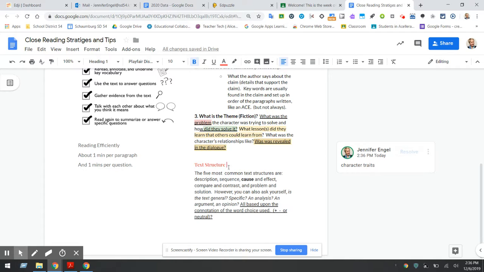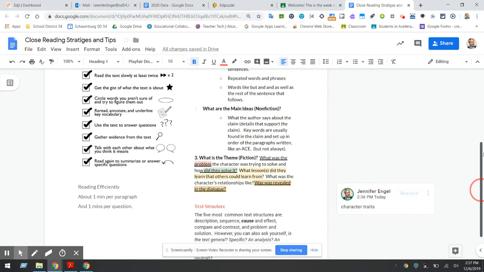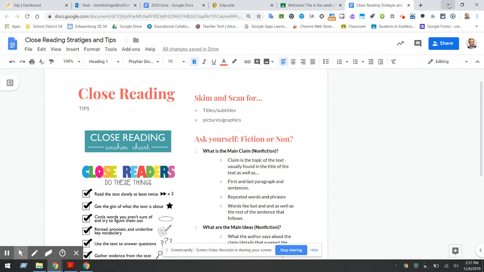The other thing that we're going to look at is how it is structured. So we know that it's a narrative, but is it description? Is it sequence? Is it cause and effect? Is it comparing and contrasting something? Is it a problem and a solution? Also, we really want to look for, is the text general or specific? And we really also want to look at those connotations or word choices. Also, when you're skimming and scanning, you're looking for those repeated words and phrases.